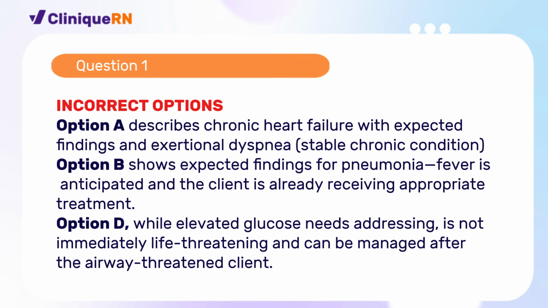Option A describes chronic heart failure with expected findings and exertional dyspnea, a stable chronic condition. Option B shows expected findings for pneumonia. Fever is anticipated, and the client is already receiving appropriate treatment. Option D, while elevated glucose needs addressing, is not immediately life-threatening and can be managed after the airway-threatened client. Remember, post-thyroidectomy patients need close monitoring for hypocalcemia. Check Chvostek and Trousseau's signs, and bleeding or hematoma formation.